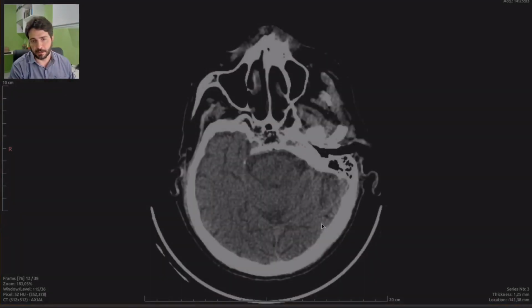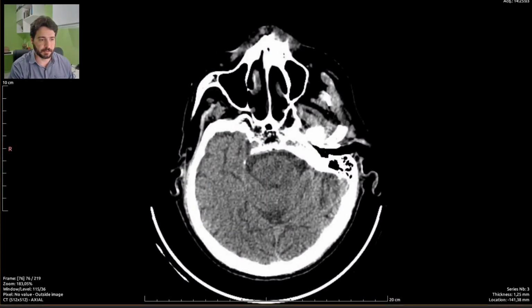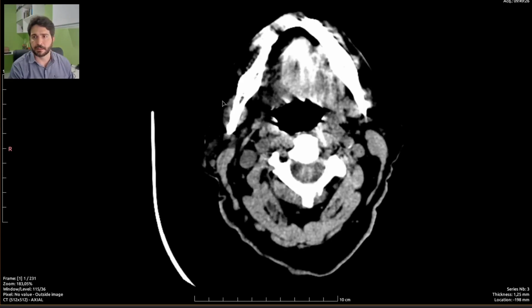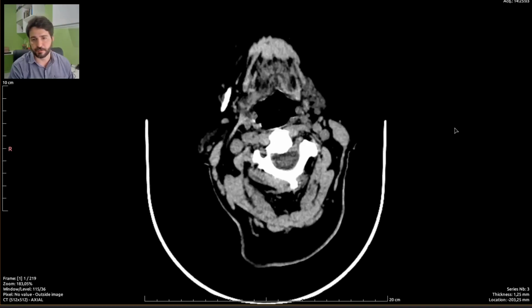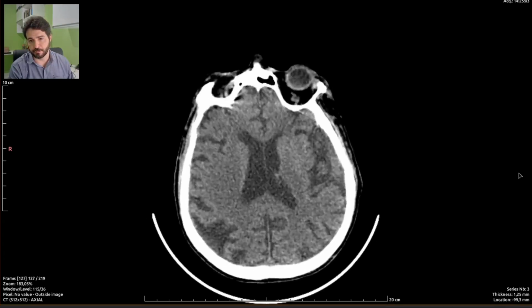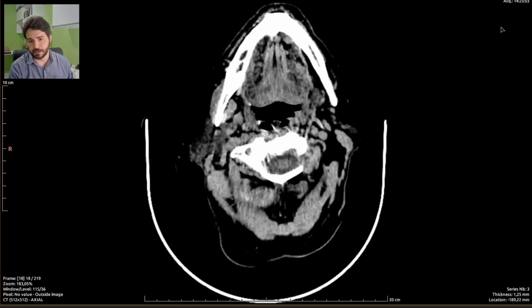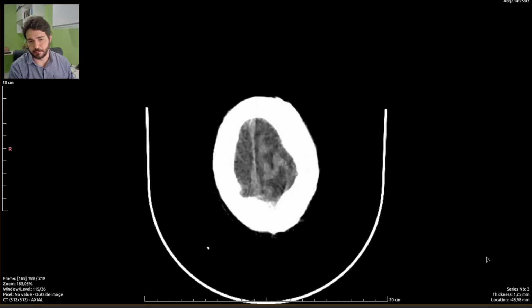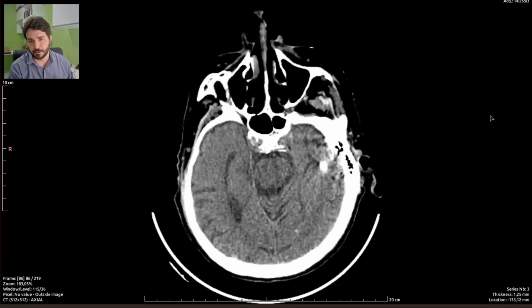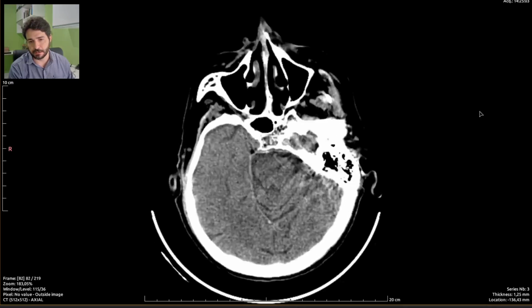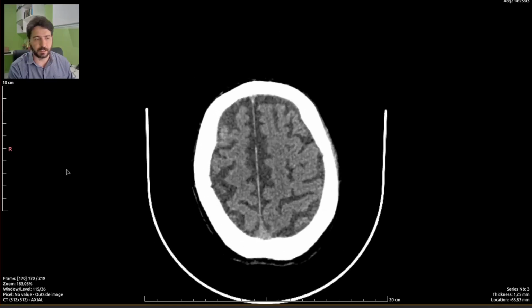So let's get the last exam. So this is the previous exam. This is the previous exam. Yes, this is today's exam. So the previous exam was also pretty badly done, with fewer movement artifacts, but it was also malpositioned. So this is pretty much the same scan.